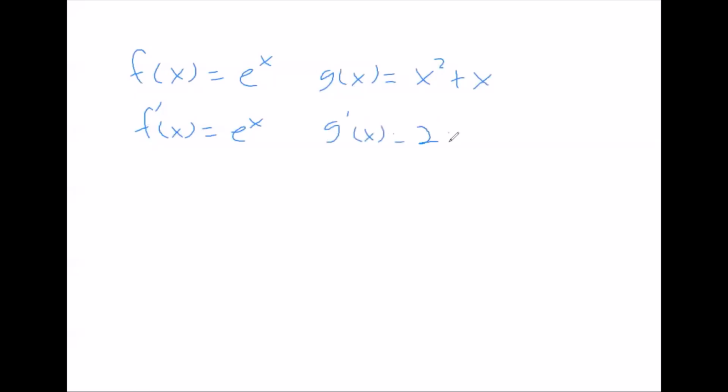Try another one. Let's try using e to the x this time, and the derivative for e to the x is itself, so e to the x. And let's look at a different function. Let's say x squared plus x, and its derivative would be 2x plus 1. Let's make a composite function using both of these. Let's say we have e raised to x squared plus x. Its derivative then would be itself, so e to the x squared plus x, and then using chain rule times 2x plus 1.